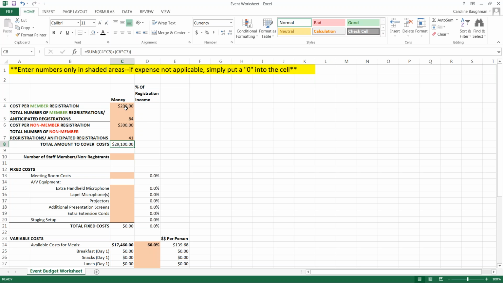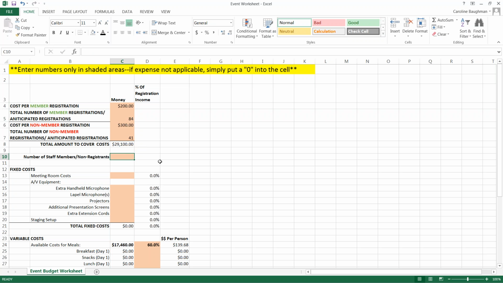So you can see that I can key in all of my information here. I can edit those prices as well. If only $100 ends up being the member registration, you can see our total amount to cover costs goes down. Again, in this case, it's 200, thank goodness.